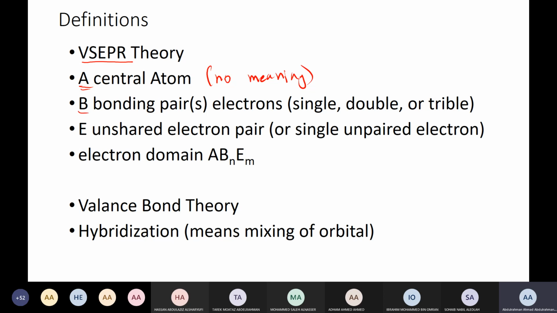What's B then? Bonding pairs, whether it is single or double or triple. Good. What's E? Unshared electron pair. Even if it's a single unpaired electron, it will be the same. It will be considered to be E. Like for example, this molecule.